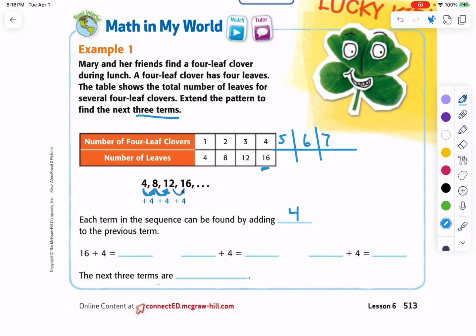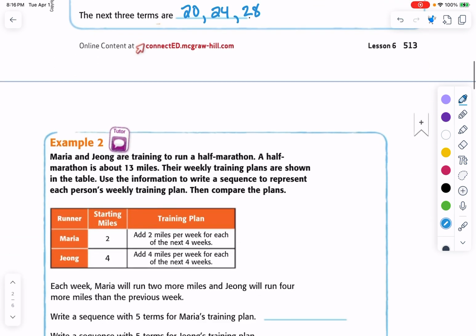Well, 16 plus 4 is 20. Then we'll take that new term, 20, and add 4, and we get 24. Then we'll take that term and add 4, and we get 28. So the next 3 terms are 20, 24, and 28. Okay? Feel comfortable with that?